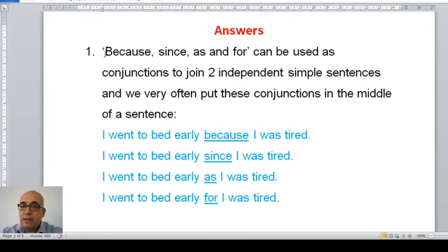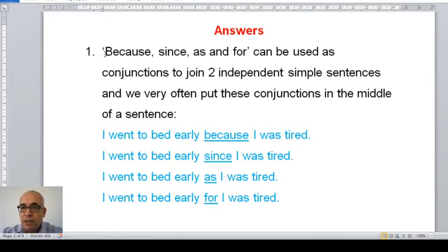Because, since, as, and for can be used as conjunctions. We call them coordinating conjunctions. Why do we use them? We use them to join two independent simple sentences. What's the meaning of independent? It means the first sentence does not depend in its meaning on the second sentence, and the second sentence does not depend in its meaning on the first sentence.